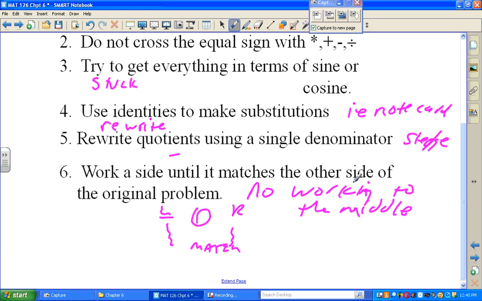Okay? So you can only work on one side. You can use the other side for inspiration and to know the solution. This whole chapter is fun. Almost. One section is not. The others are. It's awesome.